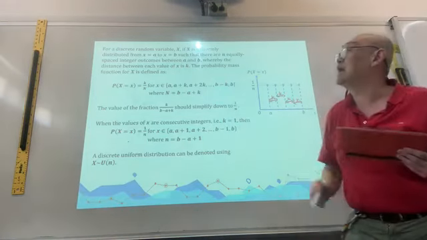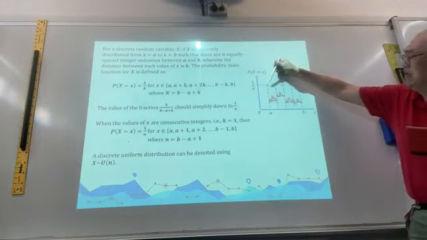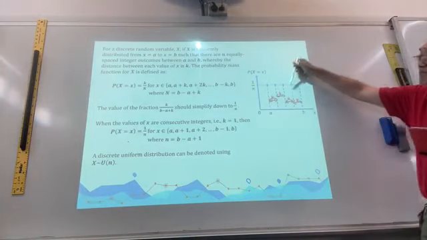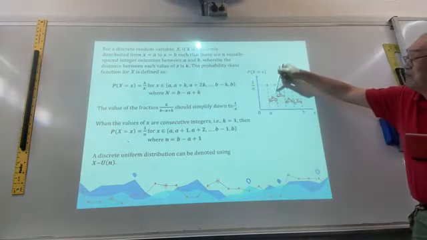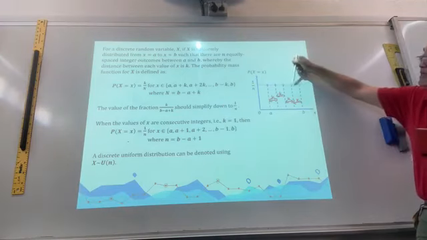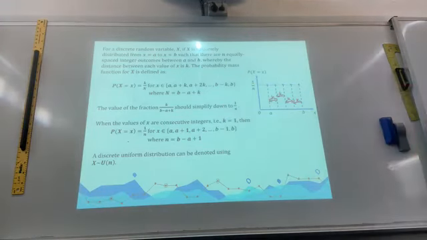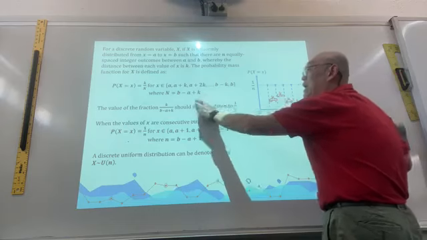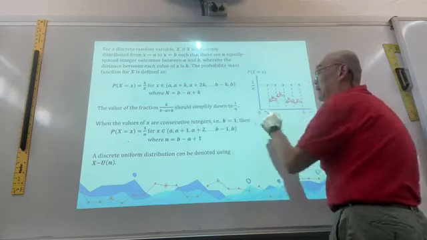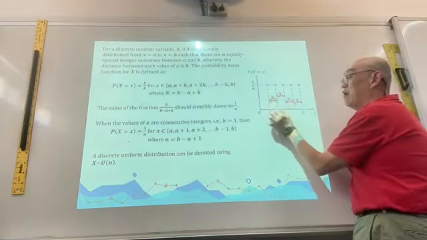Equally spaced integers. So therefore, the probability will simplify to 1 over n. All right, so think about that. I'll show you an example later. K equals b minus a. That's n, and it's k over n.